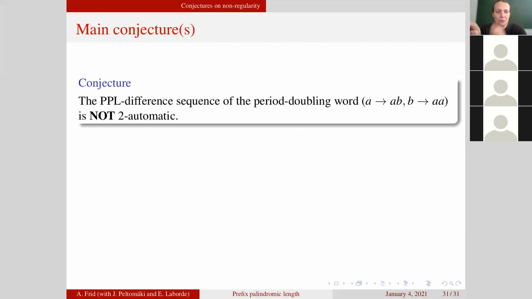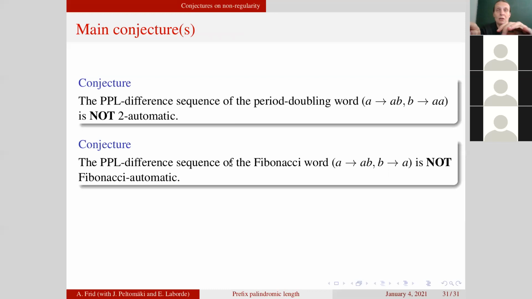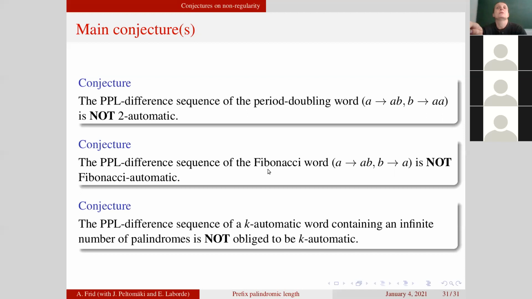So maybe the main result of this talk is not the theorem, and not the theorems for two given examples, the paper folding word and the Rudin-Shapiro word, but some conjectures. It seems that the prefix palindromic length of the period-doubling word is not 2-regular. And for the Fibonacci word, it is not Fibonacci regular. Which means automatically that there exist some k-automatic words for which it is not k-regular.